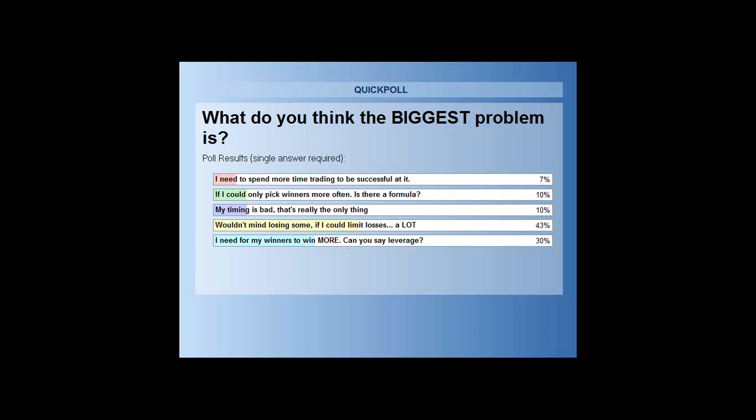Okay, and if we add those responses together, that's 73%. That's 3 out of 4. 3 out of 4 of our users today would like to limit their losses, right? Or have their winners win more. Okay, and I'm going to actually show a solution that'll do both.